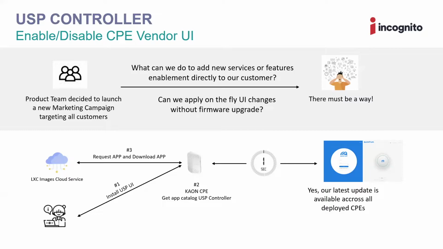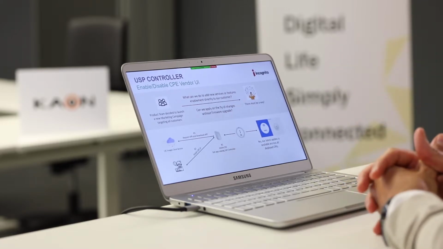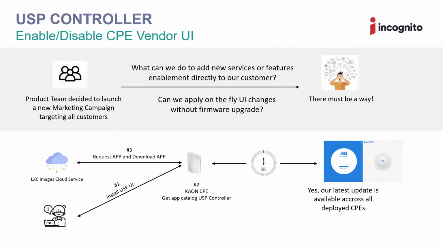Can we apply on-the-fly user interface changes without software upgrades? There definitely must be a way. And the solution is through the integration of Kaon USP agent and controller partnership by our partner Incognito.